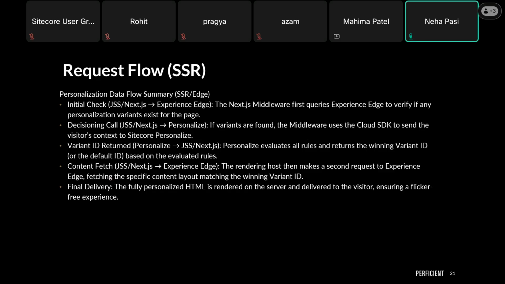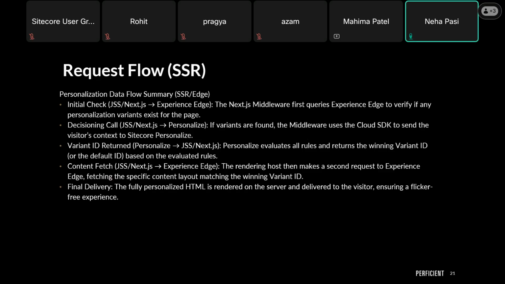Now that we have covered the general request flow, let's focus on the points mentioned in the slide. First, the initial check: the JSS or Next.js application sends a request to Experience Edge. The Next.js middleware executes a GraphQL query to identify if a page has variants or not. Like in the demo, we saw that every page has a default variant, and when you create a new page variant, a variant ID is generated and stored in Experience Edge. So this GraphQL query returns in response all the variants that are available.